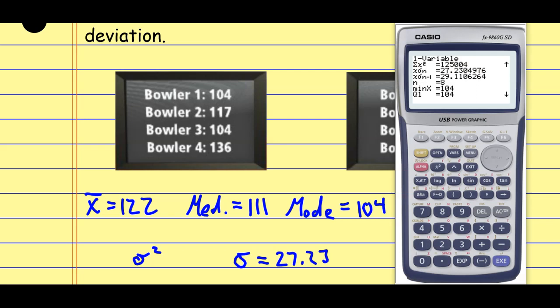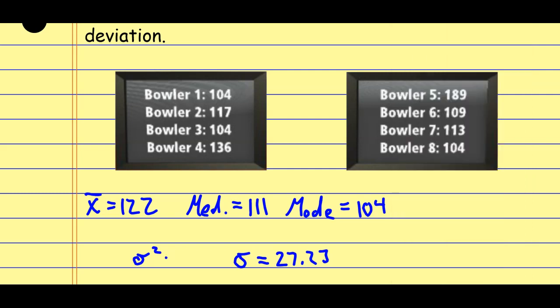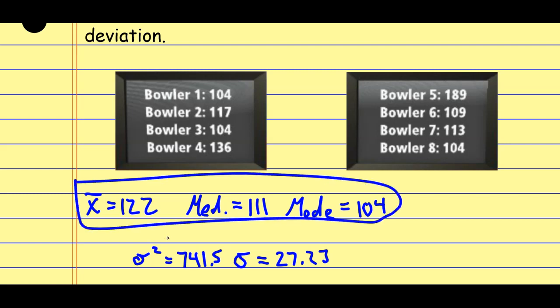And then again, working backwards, if I just punch in the 27.23, that's going to be close enough for our purposes. Really, the standard deviation is more of what we use anyway. All right, so it looks like 741.5 or so. Okay, so we'll round it off that way. So we've got all these values here very quickly, very easily, just using the calculator.